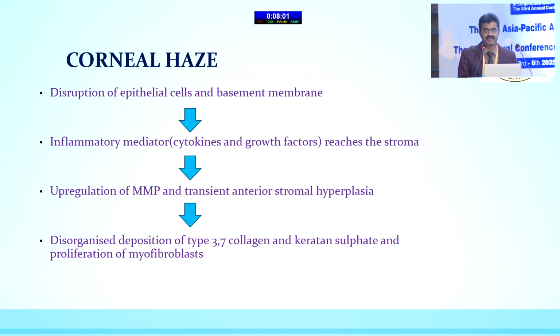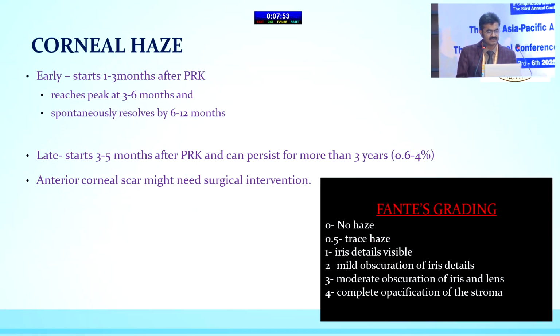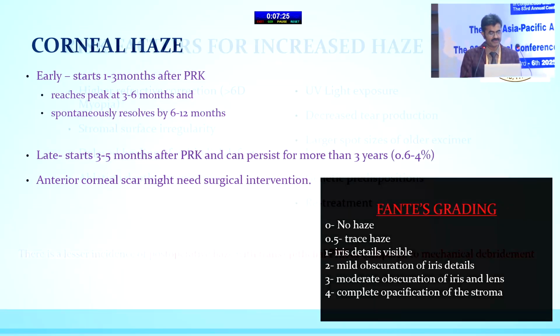Early you definitely have a haze, and late haze also. The reasons are due to these modifications. The early haze starts around 1 to 3 months after PRK, and spontaneously resolves with the use of steroids by the end of 6 to 12 months. Then there can be a late haze which starts around 3 to 5 months, and that can persist for even more than a year. If there is a scarring, then further interventions may be needed. So this corneal haze is an important factor to limit your decisions while you decide the amount of refractive correction.